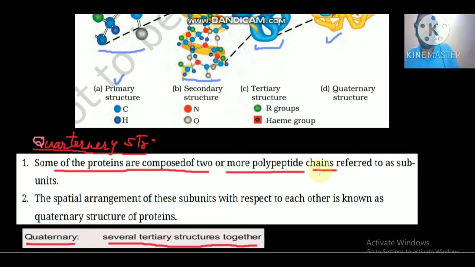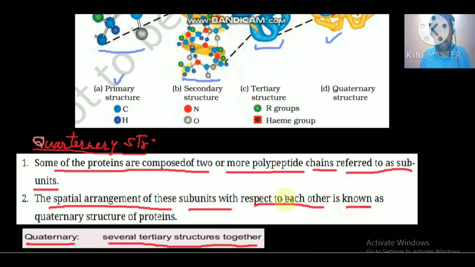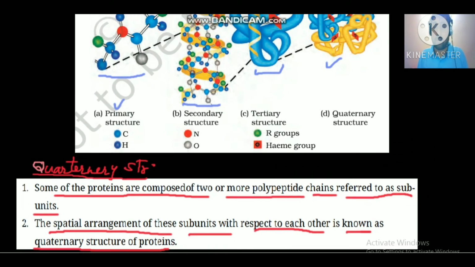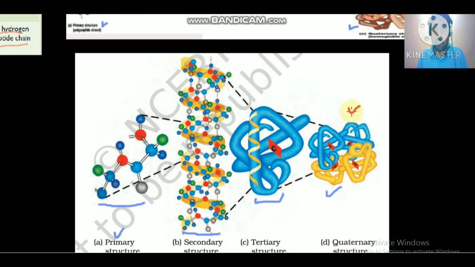Okay, we can say two tertiary structures, and these two structures are subunits of that protein, and the spatial arrangement of these subunits with respect to each other is known as the Quaternary structure of the protein. So two or more tertiary structures taken together form the Quaternary structure. Here it is the Quaternary structure.